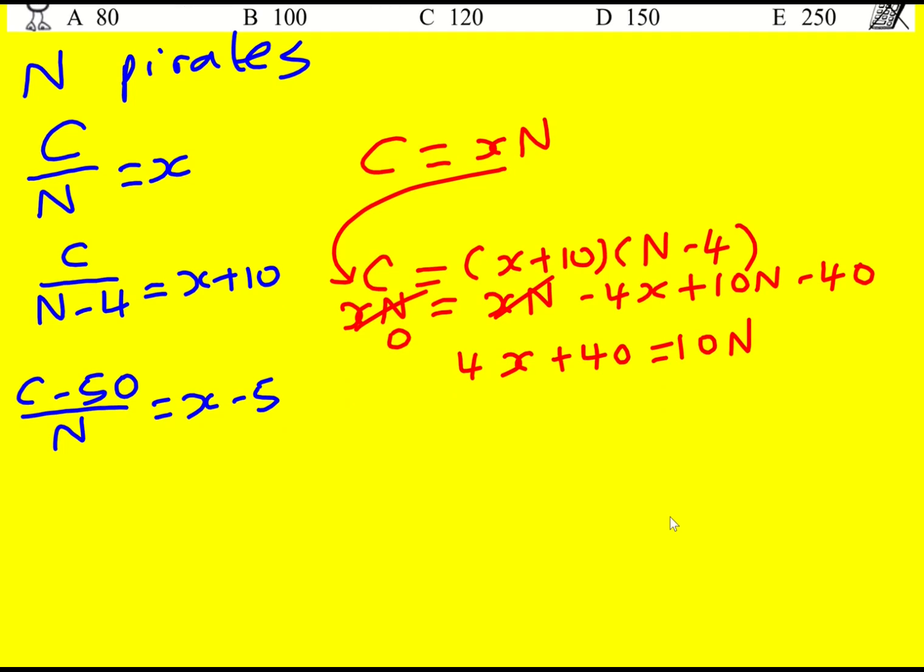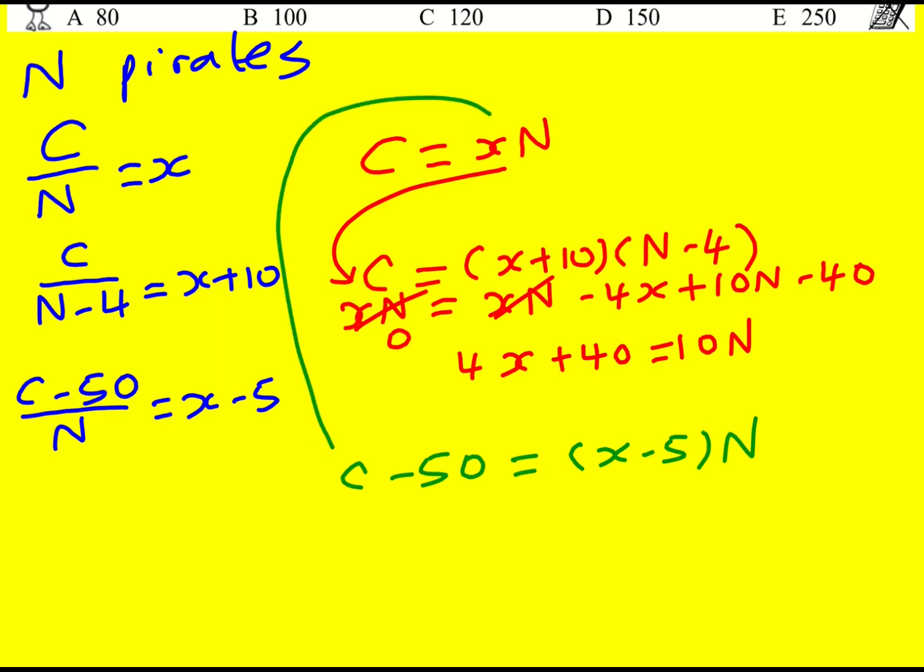Right, let's have a look at this third equation. So I can rearrange this to c minus 50 equals x minus 5 times n. But again, I can replace the c by xn. So it's going to be xn minus 50 equals xn minus 5n. Now actually this one is more useful because I've now got an equation involving just n. It must be that capital N is equal to 10.